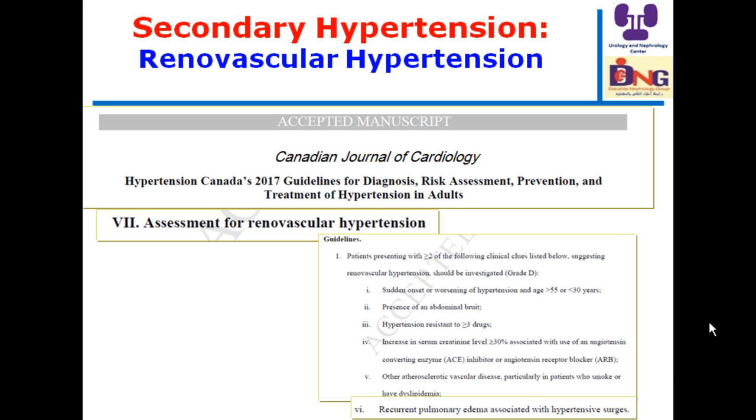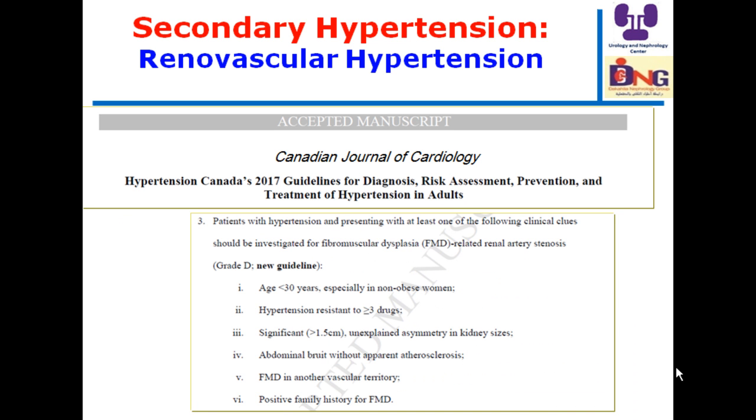Fibromuscular dysplasia is considered with at least one of the following clinical clues: age less than 30, especially in non-obese women, a hypertensive state resistant to 3 drugs or more, significant unexplained asymmetry in kidney size of more than 1.5 centimeters, abdominal bruit without apparent atherosclerosis, fibromuscular dysplasia in another vascular territory, and positive family history of fibromuscular dysplasia. Fibromuscular dysplasia appears on CT or in angiography as a beaded string in the vessels.